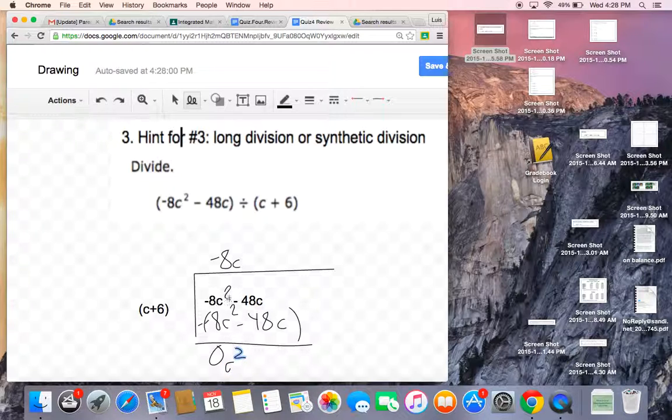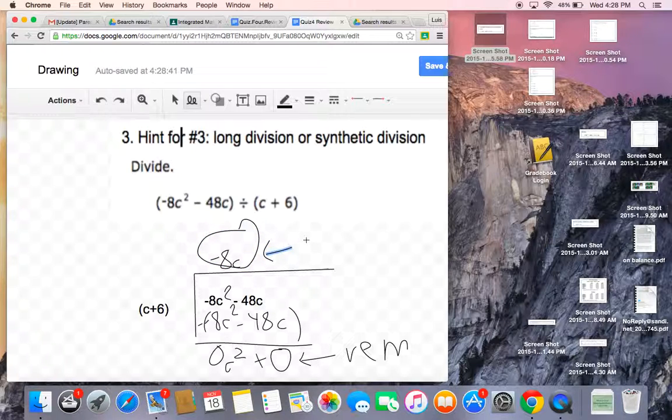Again, negative 8c squared plus, because I have minus 8c to the second, we'll just cancel things out and get a 0. Now I'm going to subtract negative 48c from negative 48c. So negative 48c minus is plus 48c. I'm also going to get a 0. So I'm basically done. So this is my remainder. My remainder is 0. This up here, that's my quotient or result.